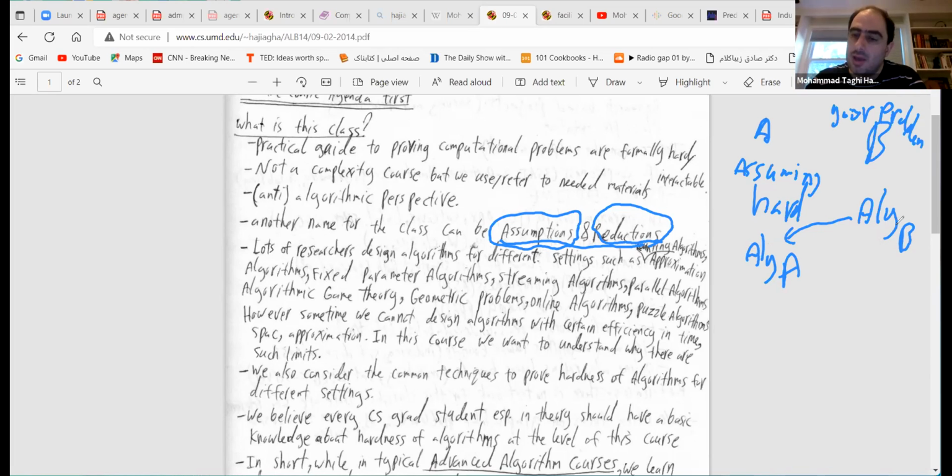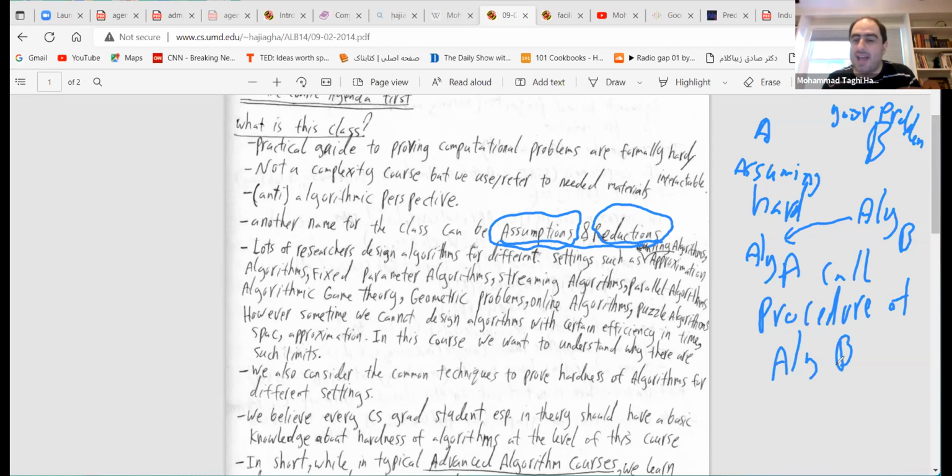Generally, this is a type of reduction, and it will be different for different topics, depending on the context. But the general idea is that this algorithm A can somehow call the procedure of algorithm B. So how do we show that this is the algorithmic part?